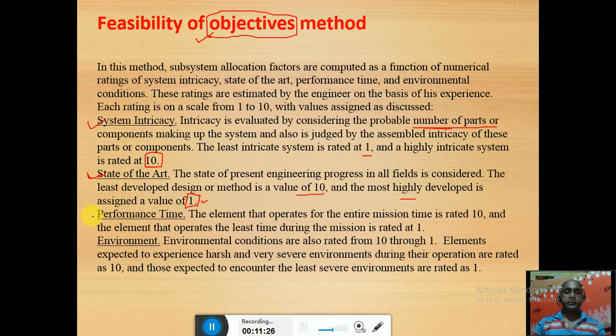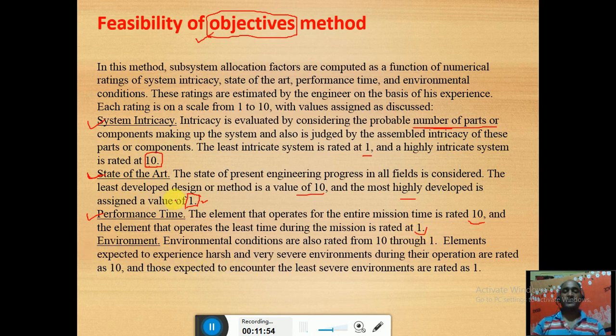The third factor is performance time. If a component is going to work for more time, obviously we have to allocate more reliability to it. So if the component is working for the entire mission, 100% of the mission time, then obviously we have to rate it 10. And if it is going to work for very little time, then we can allocate 1 or 2 or 3 like that, right?